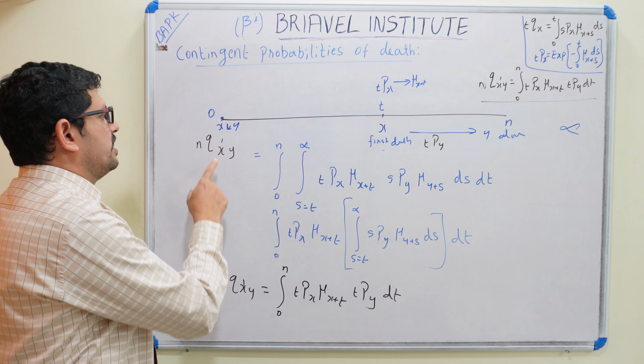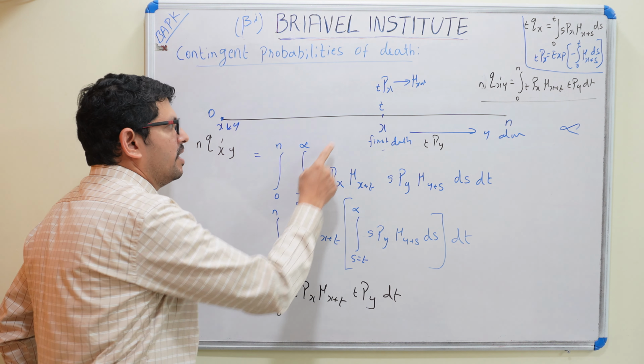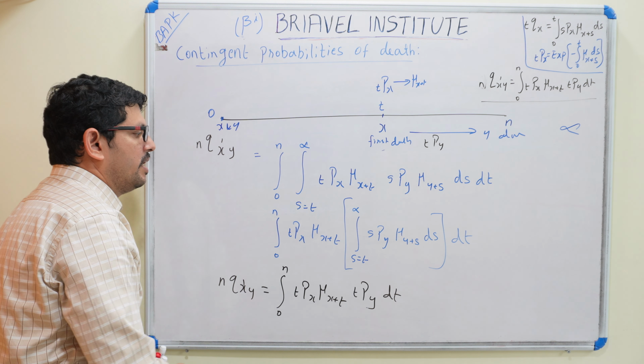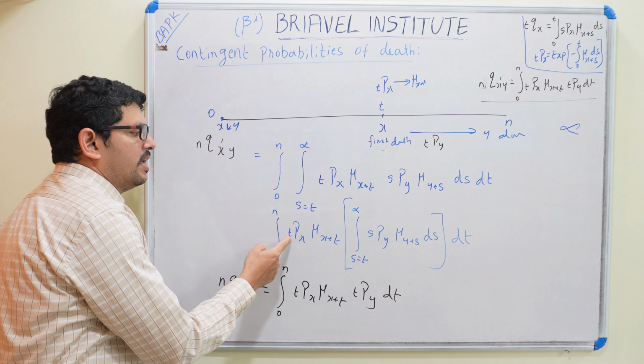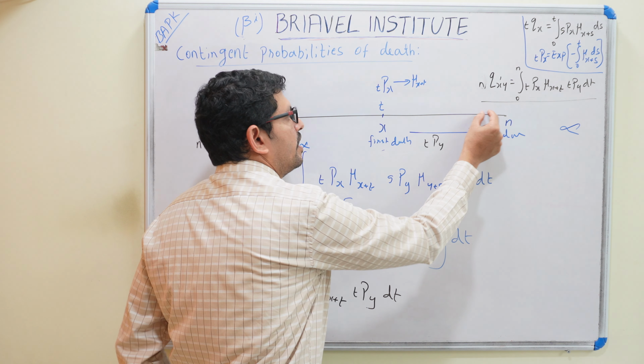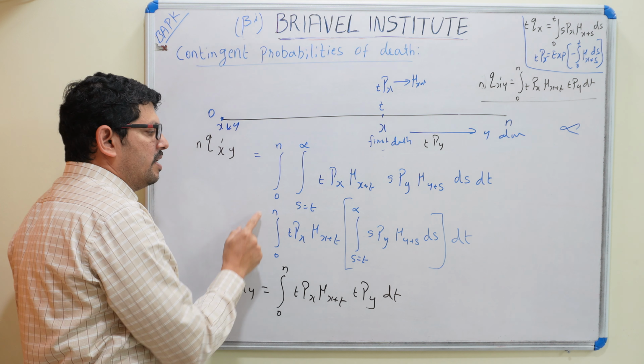So what is the concept? X first has to die. So X is dying at the time of t. At the time of t, we are integrating over the entire range from 0 to n. T will be any point of time from 0 to n. That is why we are integrating from 0 to n.